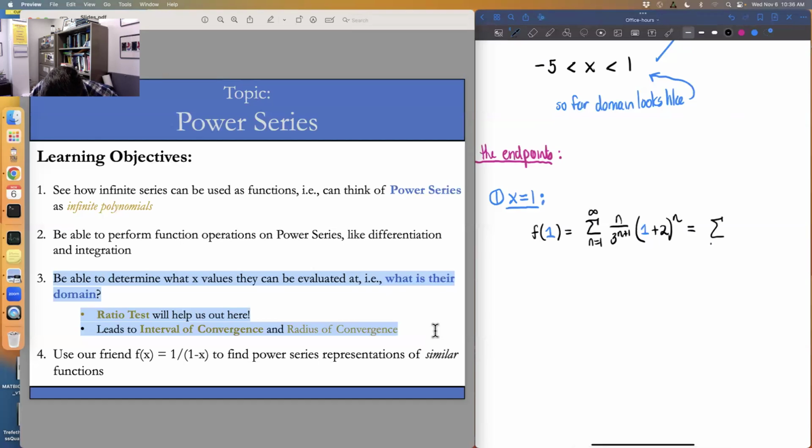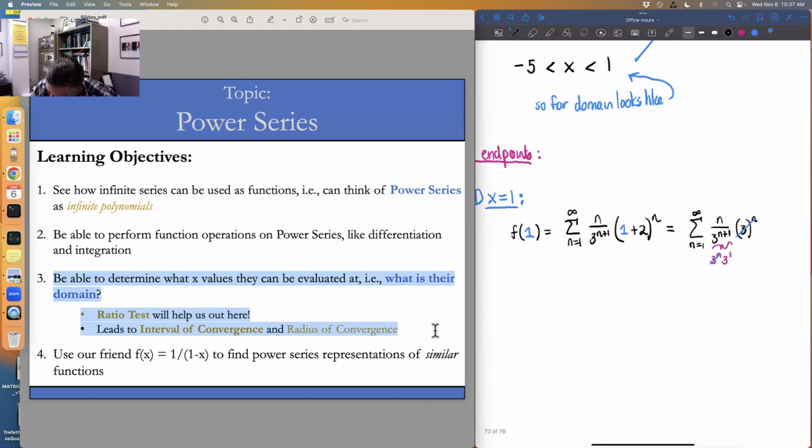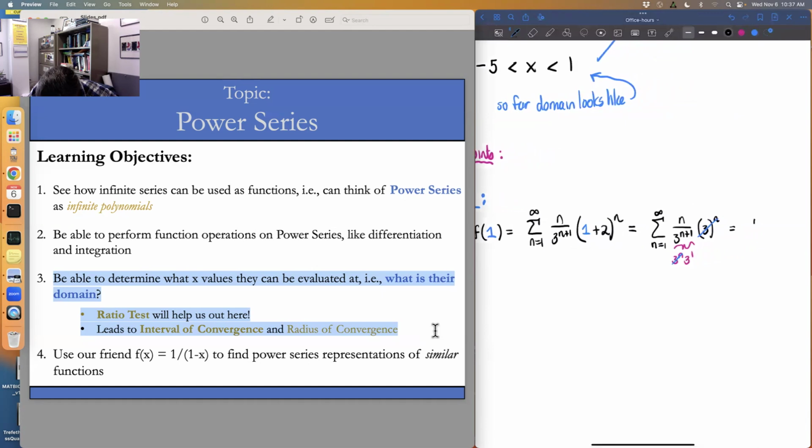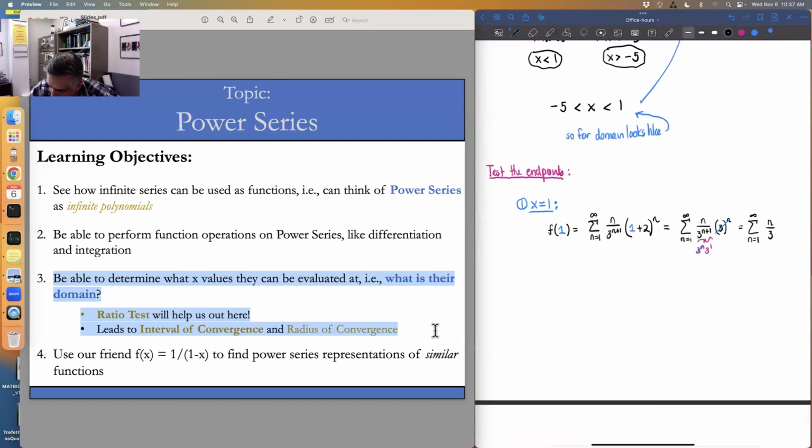So just plugging in x equals 1 and doing a little bit of simplification here. We have n over 3n plus 1. Then we have 3 to the n. So we're going to be able to cancel out some factors of 3 to the n. We can write that 3 to the n plus 1 as 3 to the n times 3 to the first, and see that the 3 to the n's will then cancel. So this power series then becomes a series from n equals 1 to infinity of n all over 3. And again, the big picture here is if this series converges, then we include x equals 1 as an endpoint, as in we would do less than or equal to 1 up here.